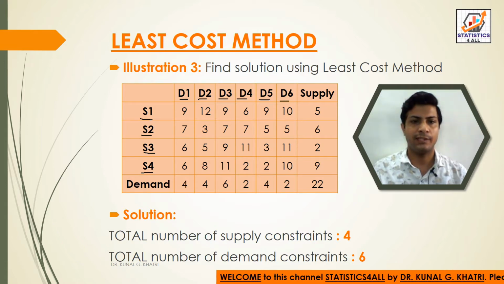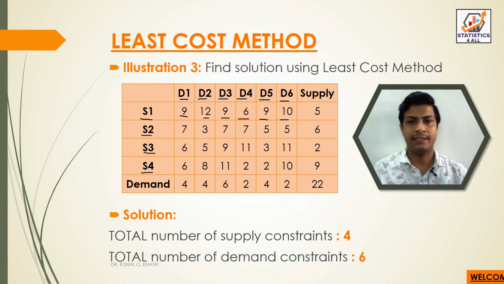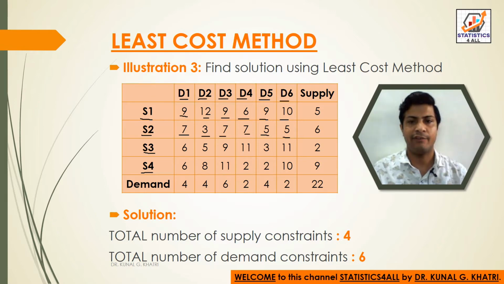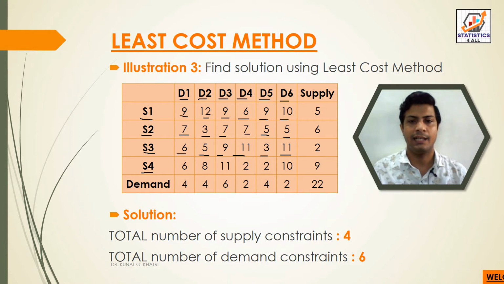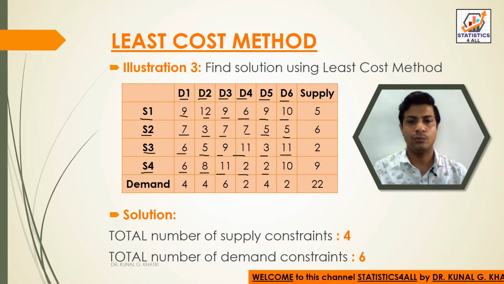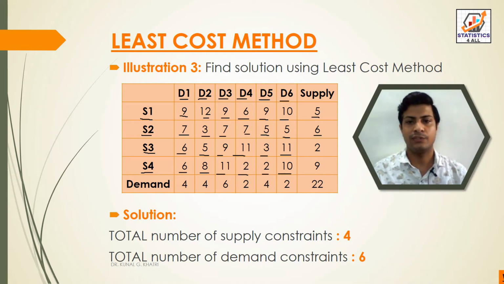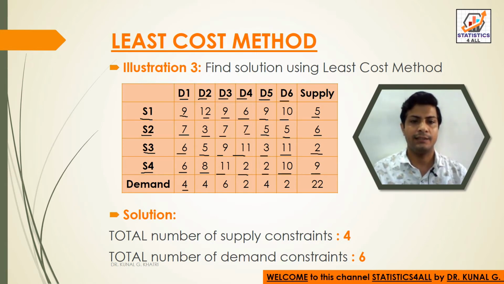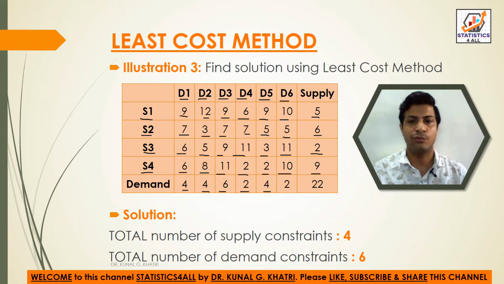Here in the first row, S1: 9, 12, 9, 6, 9, 10. Second row, S2: 7, 3, 7, 7, 5, 5. Third row, S3: 6, 5, 9, 11, 3, 11. S4: 6, 8, 11, 2, 2, 10. And the supplies are S1 5, S2 6, S3 2, S4 9. The demands are D1 4, D2 4, D3 6, D4 2, D5 4 and D6 2.